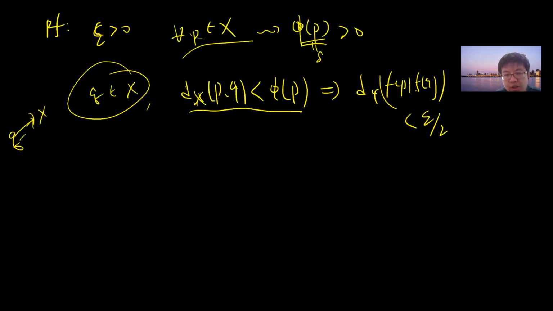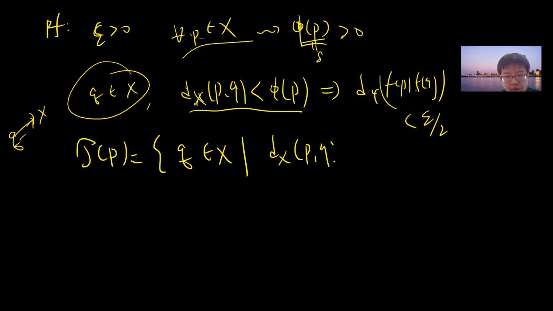Now since X is compact, we can find a finite subcover to cover it. Let's define J(p), which is all the q satisfying this property: q belongs to X such that d_X(p, q) is less than phi(p) divided by 2.